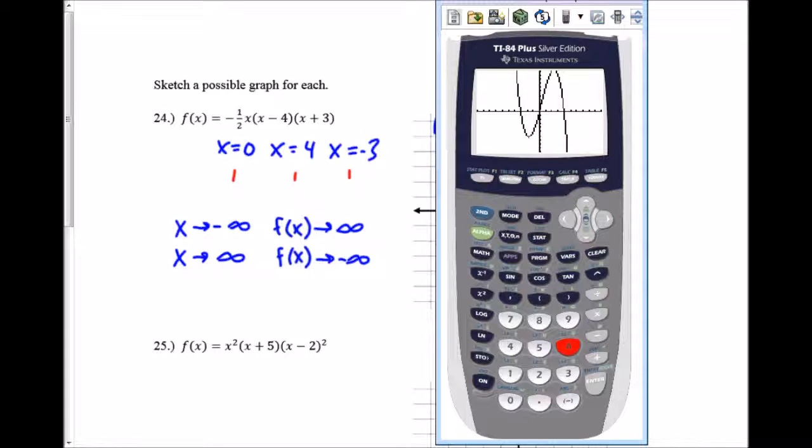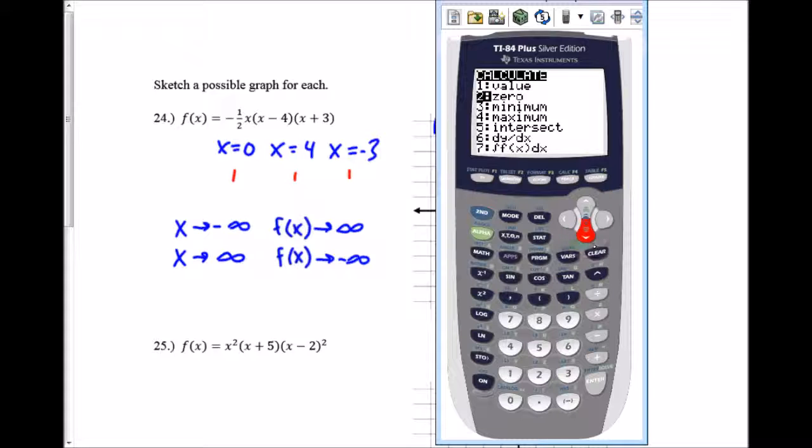So my graph looks a little bit something like this. I'm going to go to the window to make it a little bit taller. So I'm going to change maybe the y maximum to something like 15 or 20. I'll go 15, just so I can see the top of this graph a little bit better. And now if I want to calculate the local max and min, I go to second, calculate.